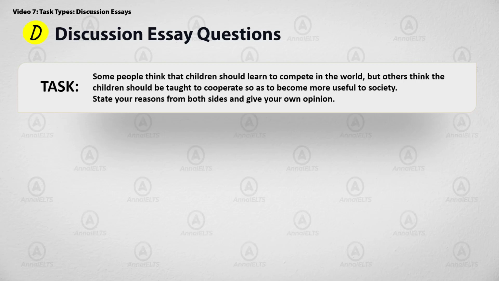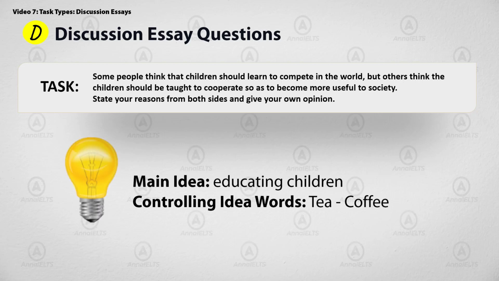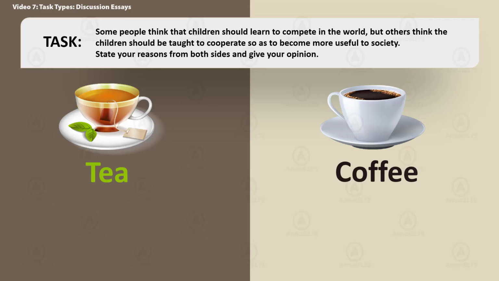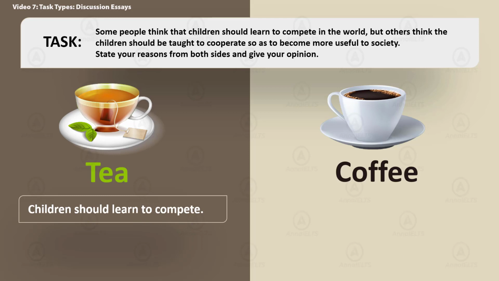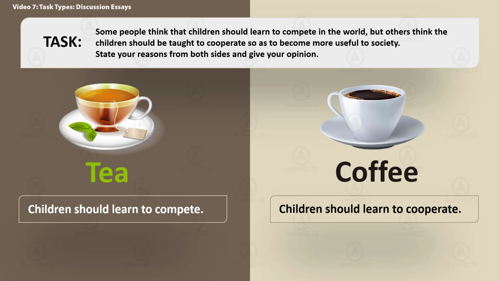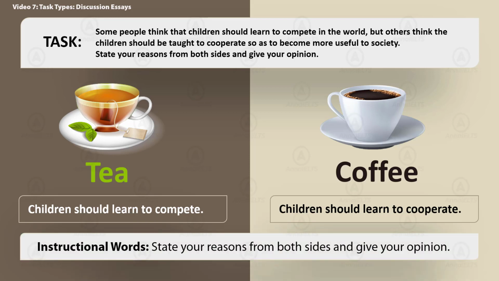Okay, let's analyze the task. What's the main idea? Educating children. What are the controlling idea words? Well, there are two controlling idea words, tea and coffee. Let's see what's tea in this example. Children should learn to compete. Now let's see what's the coffee in this example. Children should learn to cooperate. And instructional words to say, state your reasons from both sides and give your opinion.